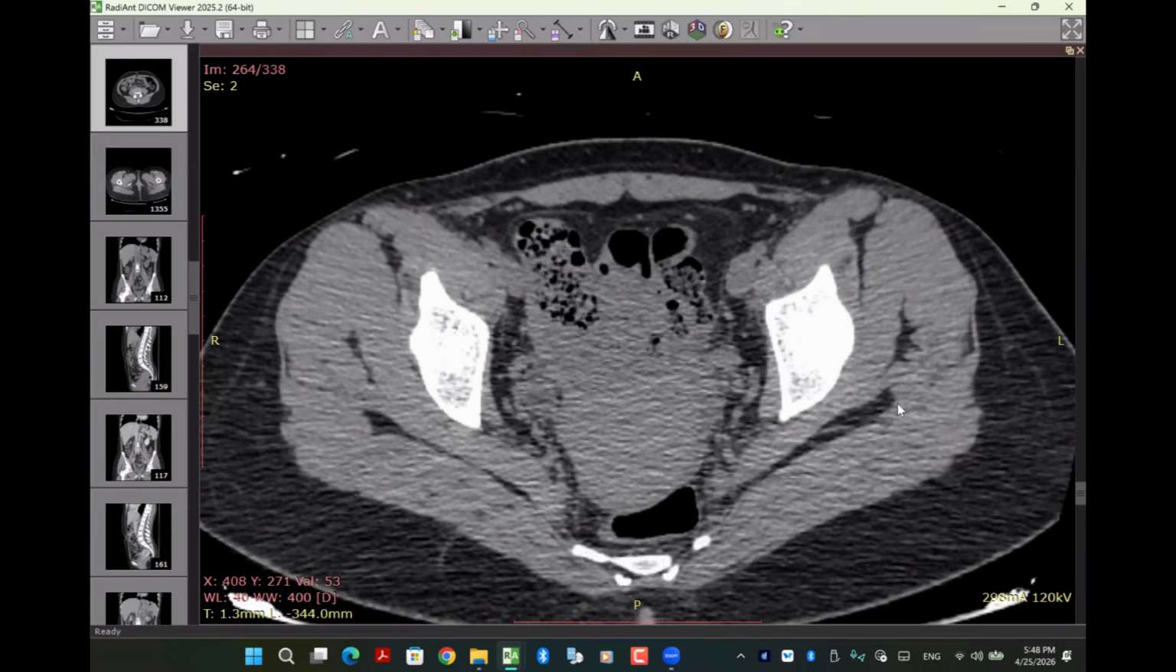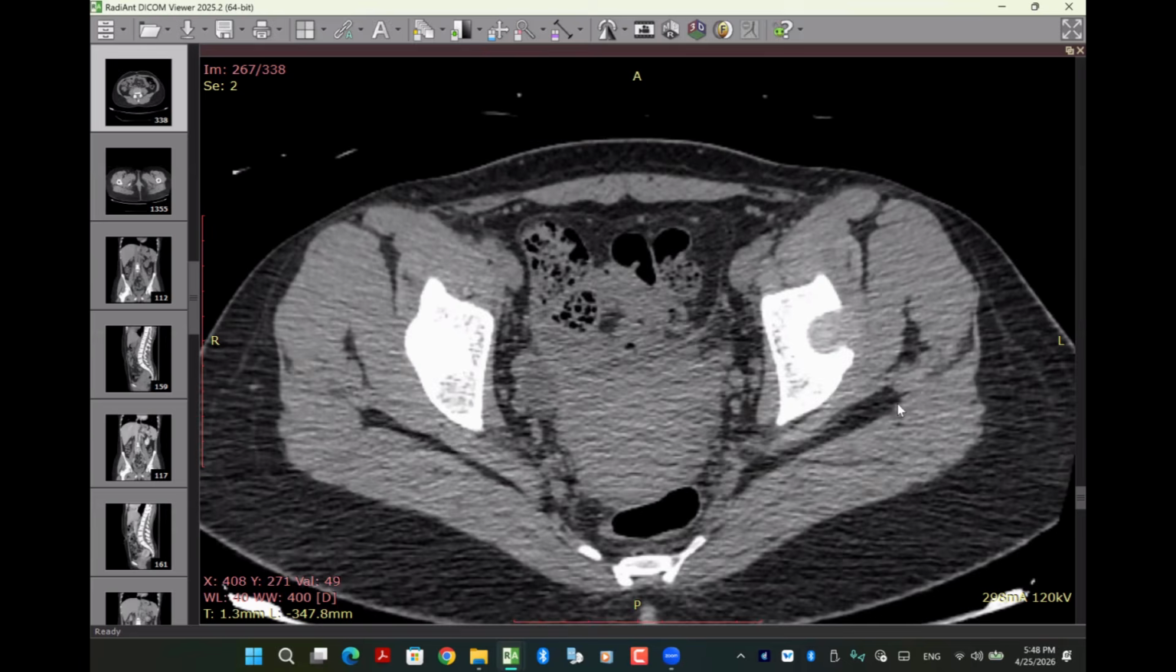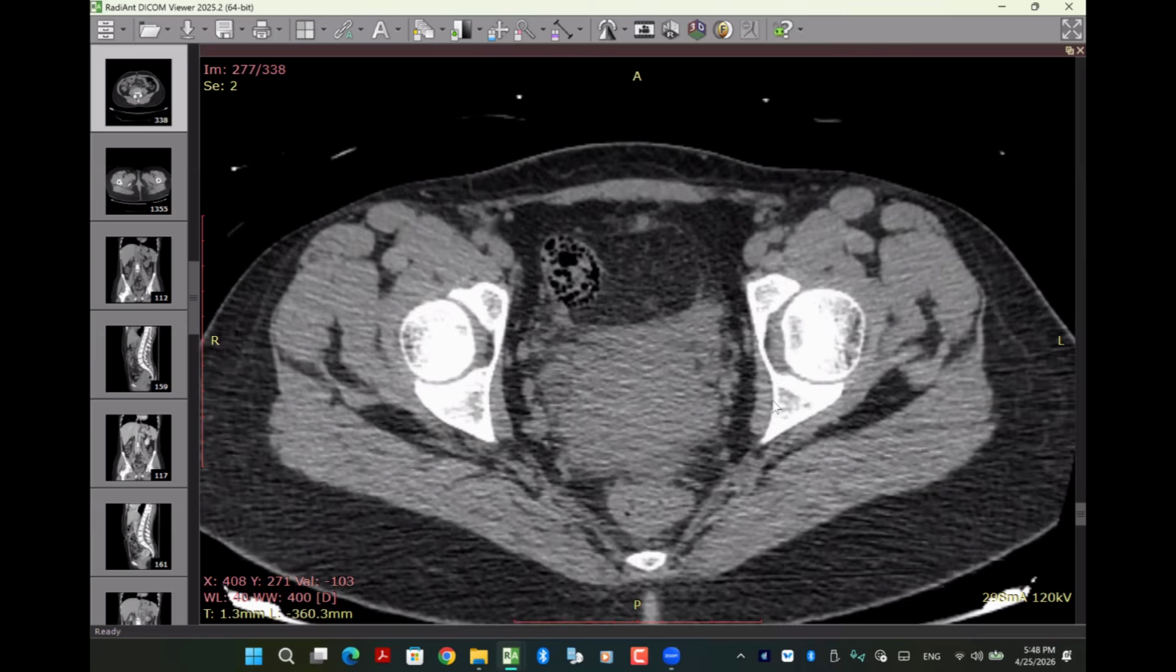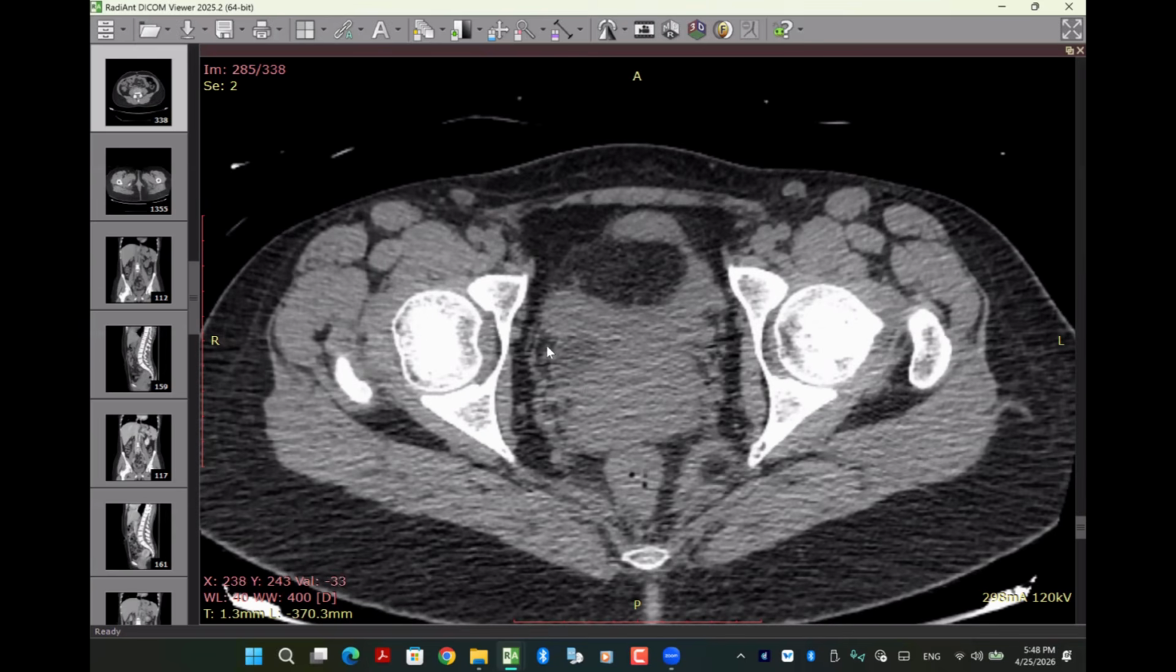So what would you recommend in this case? A post-contrast study is advised. If the renal function, just hold on for a second. Give me the control. What is this?